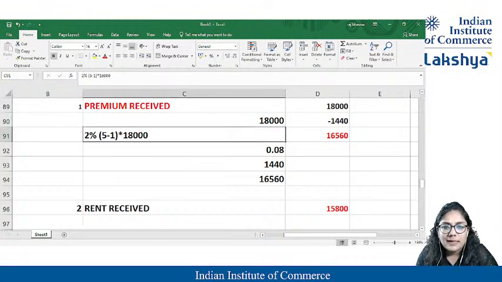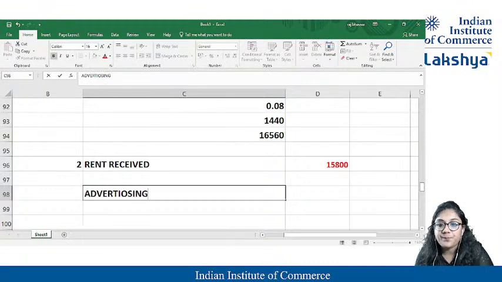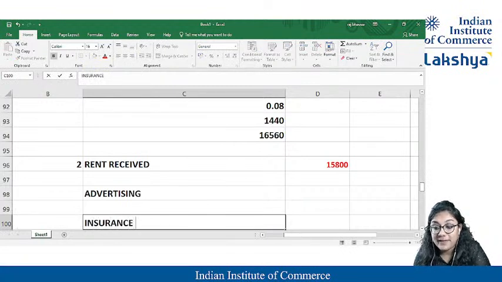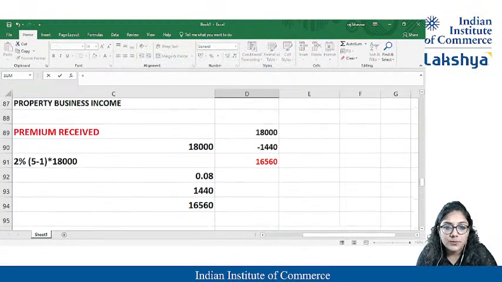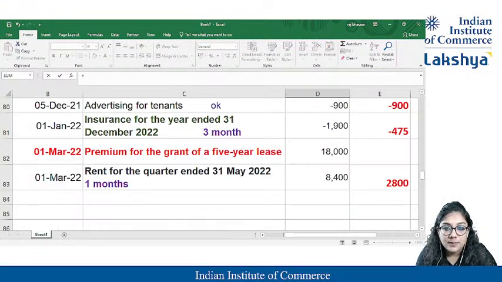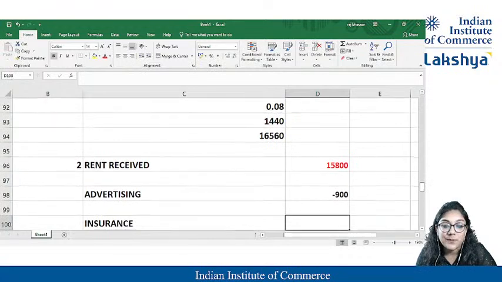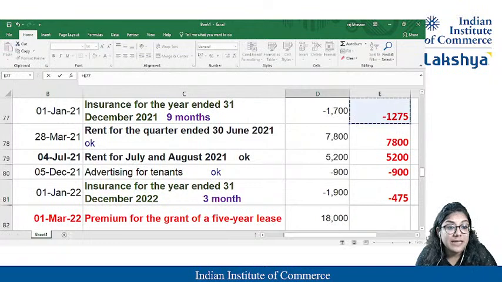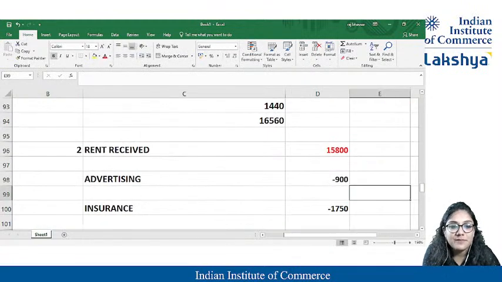Can I have some other expenses? Yes ma'am, you were having some advertisement expenses, and then insurance expenses also. What is the advertisement expense over here? If you can check, students, in the question you were having an advertisement for tenant expense of 900. Please reduce 900 from there. Now what was my insurance expenditure? My first insurance was for 9 months, plus over here you have paid insurance for the next 3 months. So if you take the total, it will be 1750.